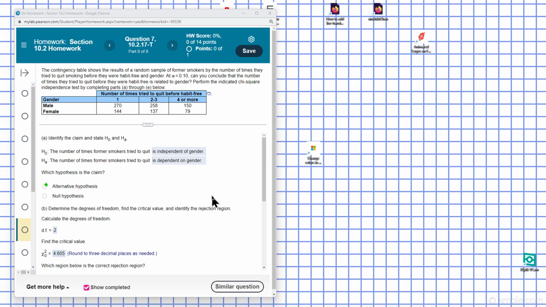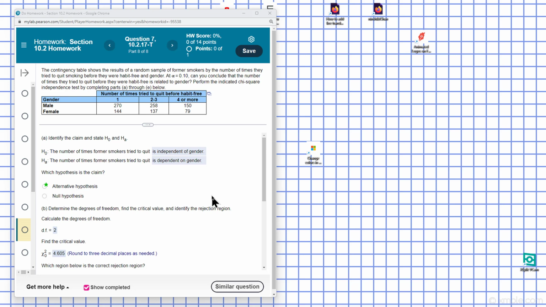This is chapter 10, section 2, problem 17. The contingency table shows the results of a random sample of former smokers by the number of times they tried to quit smoking before they were habit-free. At alpha, that is the level of significance, equal to 0.10, can you conclude that the number of times they tried to quit before they were habit-free is related to gender?